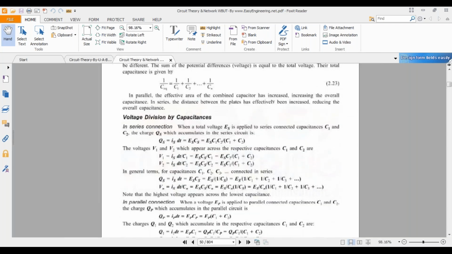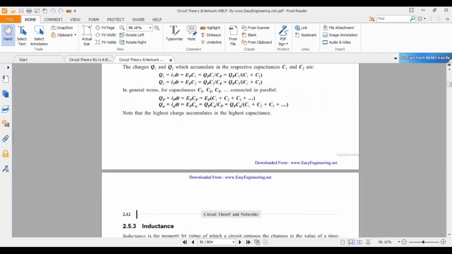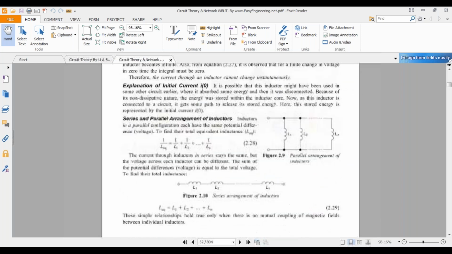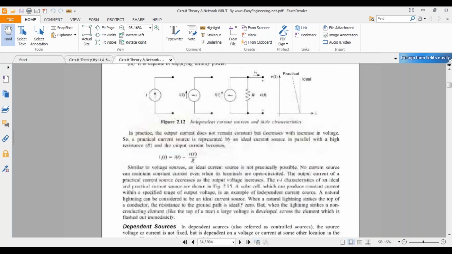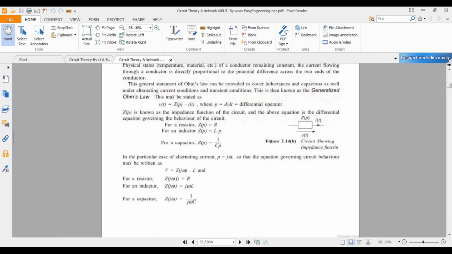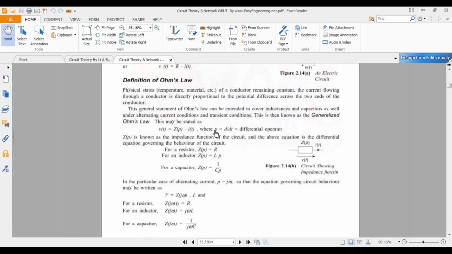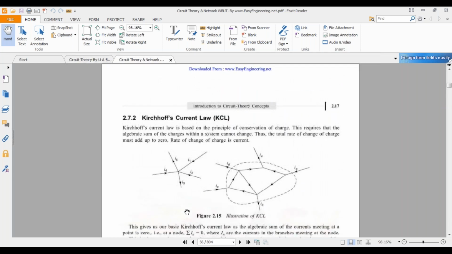Whatever KVL and KCL laws there are, the same laws and the same theory are applicable for AC circuits also. Without any hesitation, you can apply the same things. I will just show you some fundamental things only. The only difference is that we will have Z, J, and omega for these circuits. The frequency domain is to be used here.